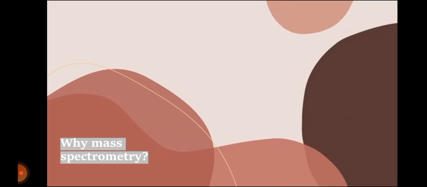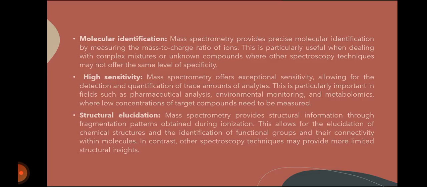Now we see why we use mass spectrometry. There are several other spectroscopy techniques like NMR, IR, and UV visible spectroscopy. So why do we use mass spectrometry? There are several reasons. First of them is molecular identification. Mass spectrometry provides precise molecular identification by measuring the mass to charge ratio of ions. This is particularly useful when dealing with complex mixtures or unknown compounds where other spectroscopy techniques may not offer the same level of specificity. Second one is high sensitivity.